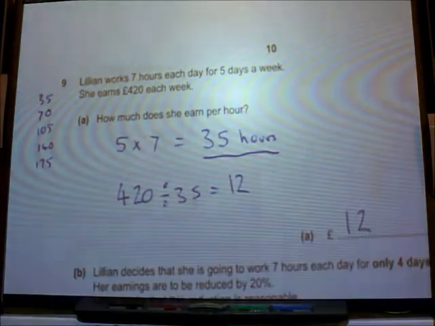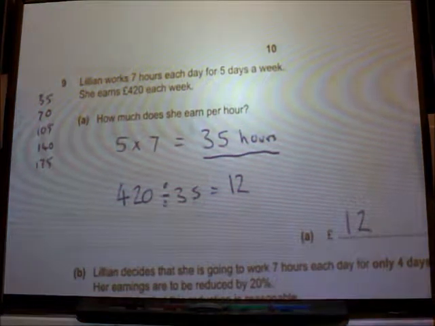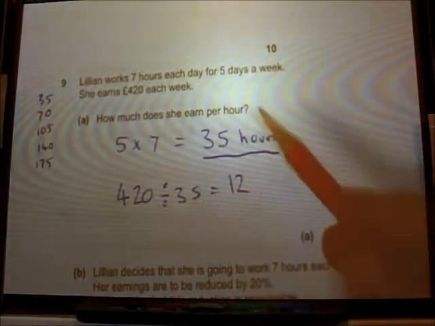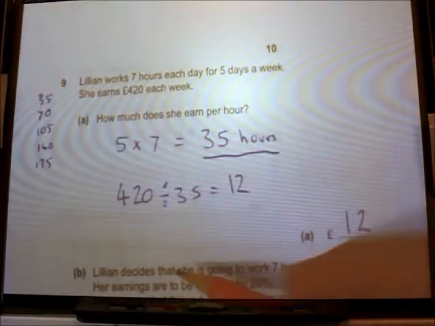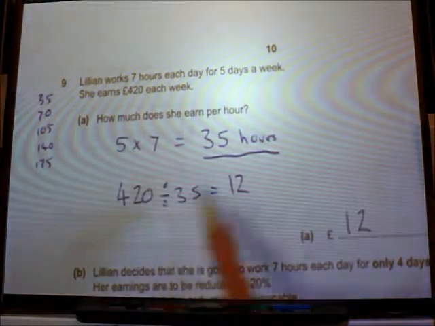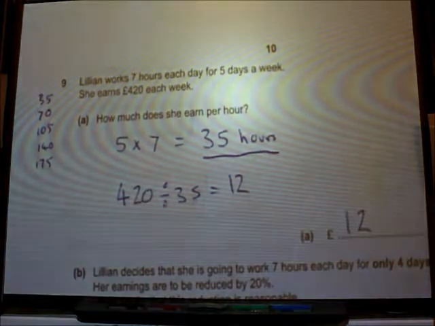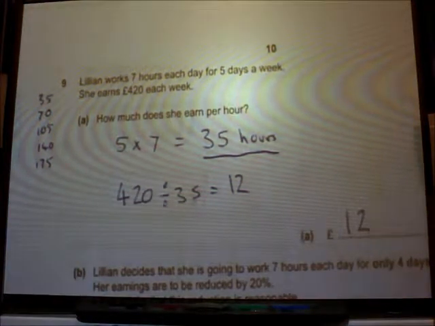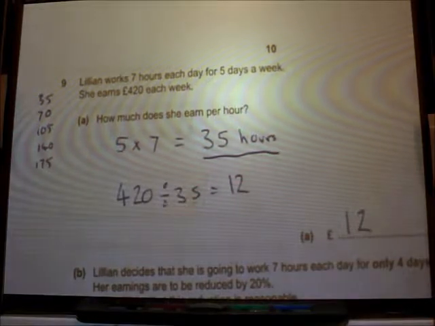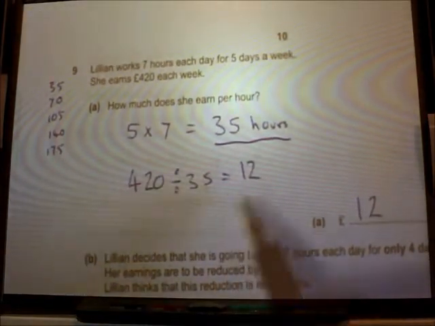She earns £420 each week. How much does she earn per hour? Well, she works for 35 hours, so we need to do £420 divided by the 35 hours. Once we do that division, we can see the answer is £12. That division is a little bit nasty.